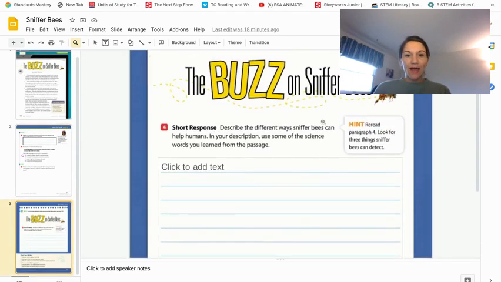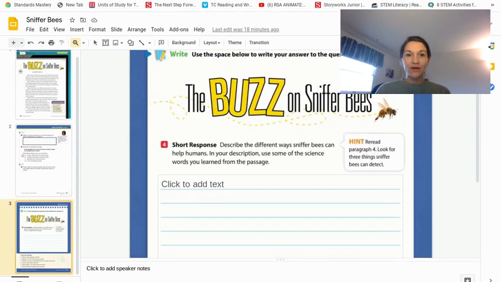And finally, your writing. You'll be doing another paragraph where you will respond to this prompt. Describe the different ways sniffer bees can help humans. So in your description, use some of that academic vocabulary, some of those science words that you learned from the passage. Make sure that you're using those words correctly based on how they were used in the text. And then, of course, go back to paragraph 4 to make sure you're looking for the things that sniffer bees can detect. That'll help you with that.